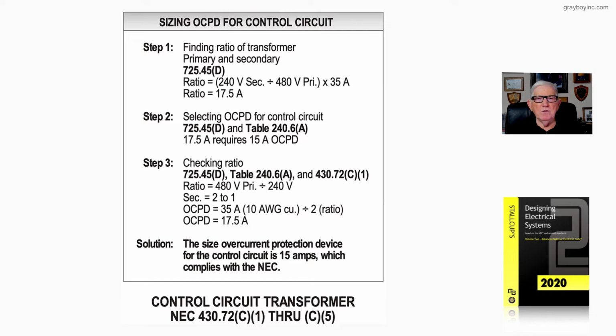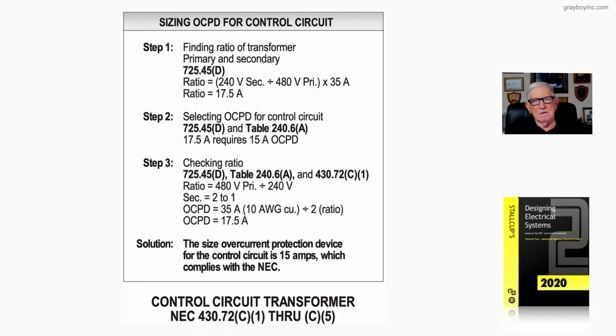So step 2, we want to see if the overcurrent device for the control circuit will protect it. So 725.45(D) has been applied in step 1. So we go to 240.6(A), which refers us to table 240.6(A), on page 100 in the NEC. And if we round down from 17.5 to that 15 amp overcurrent device, the conductor has enough ampacity that the 15 amp overcurrent device does protect it.